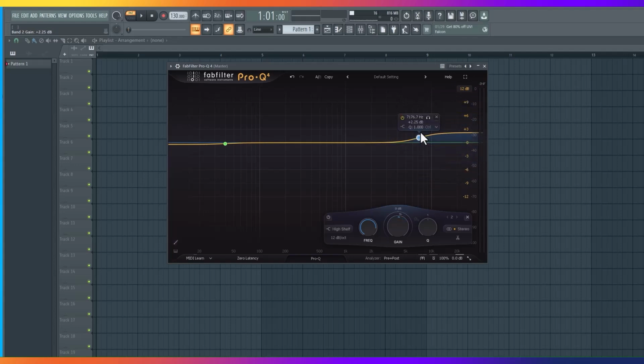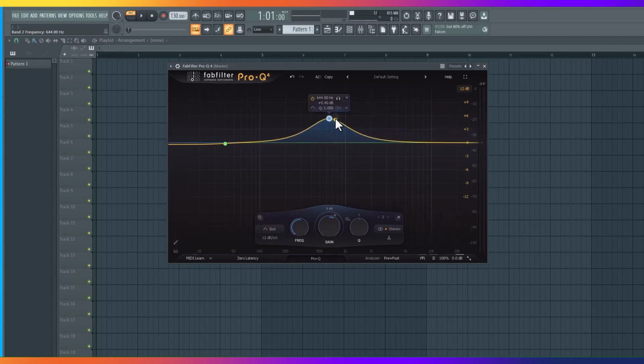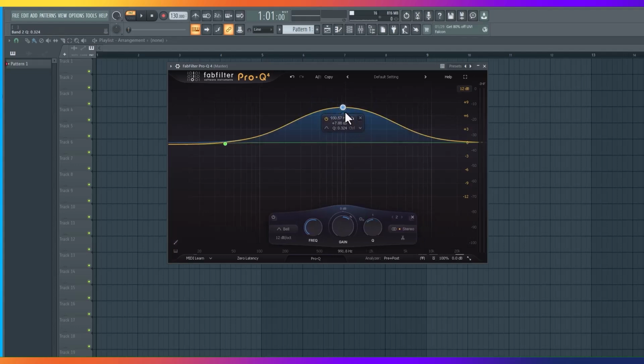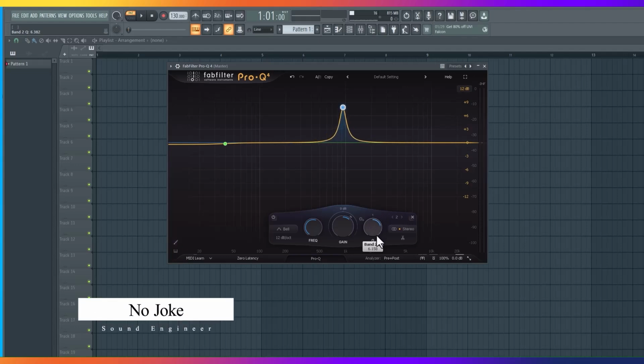Okay, so now let's move on to the bell. This is what the bell looks like. It looks like the real shape of a bell itself, where you can adjust it. I've already taught you how you can adjust using the Q. The Q determines the bandwidth, either we want it to be narrow or broad. This is what the bell looks like.